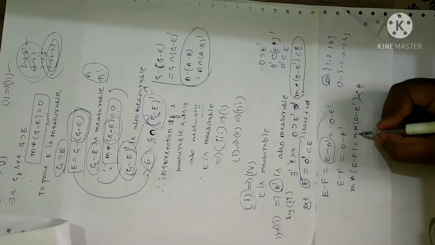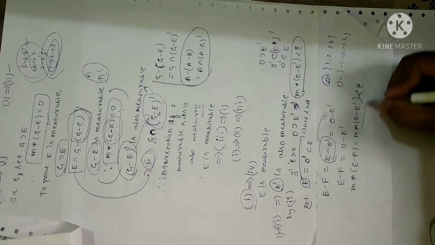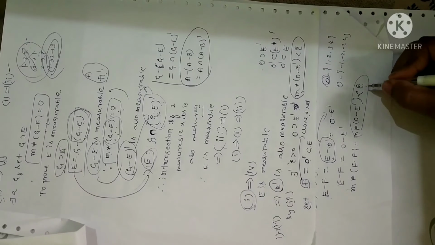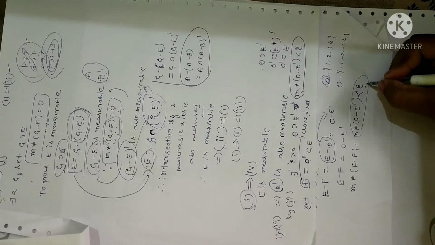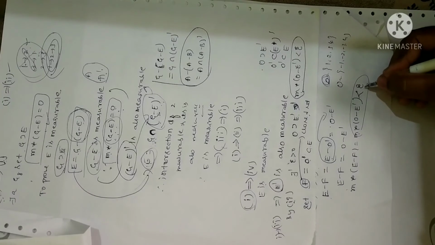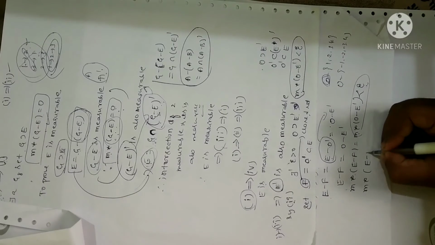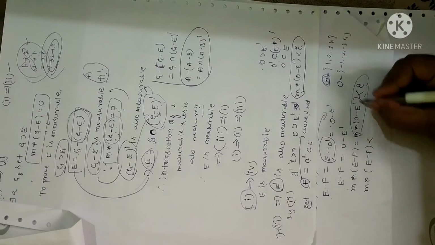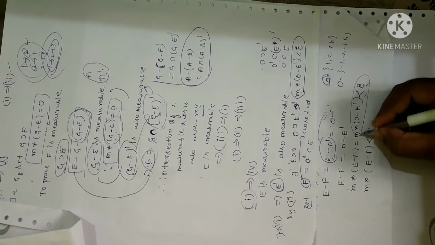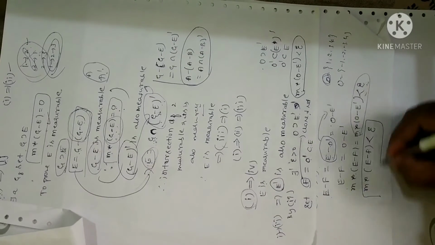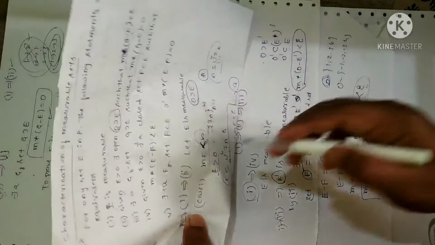So I can write this expression as, if it is less than epsilon, for any arbitrary epsilon. Fine. Or else I can write this statement as m star of E minus F is less than, since this value is less than epsilon, I can write this value is less than epsilon. Fine. See here, look at the statement.